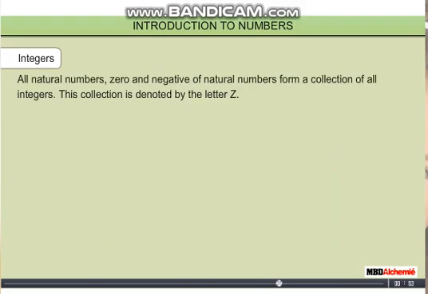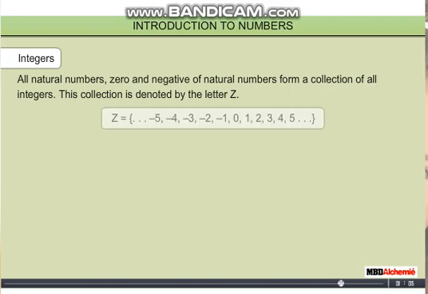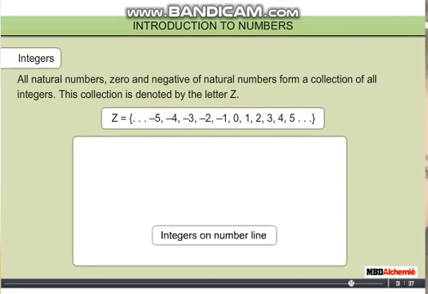Integers. All natural numbers, 0, and negatives of natural numbers form the collection of all integers. This collection is denoted by the letter Z and is represented like this. These are some integers on the number line.